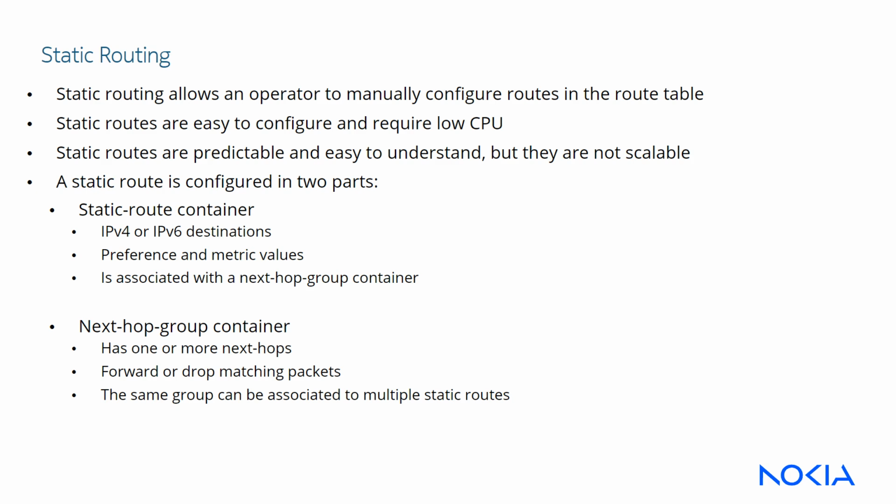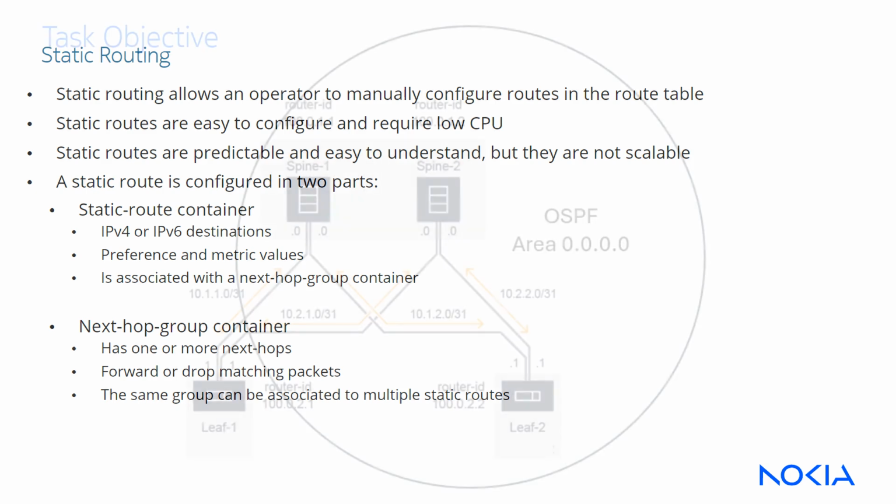The next hop group container is where we specify one or more next hop IP addresses for traffic forwarding. Or we may alternatively specify a black hole if we want to drop the matching packets. The same next hop group container can be associated to multiple static routes.